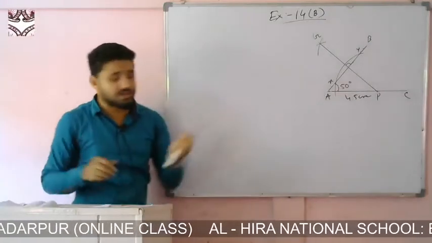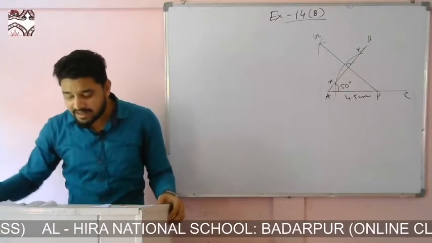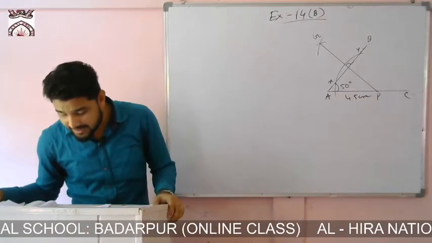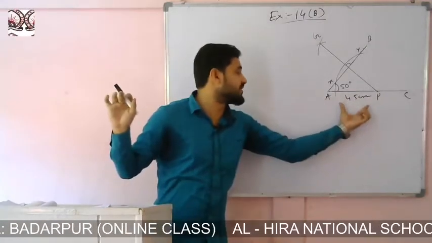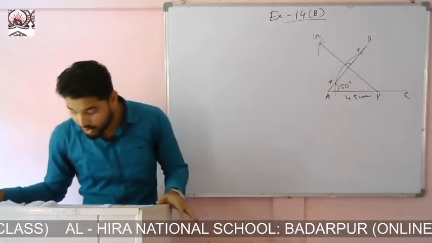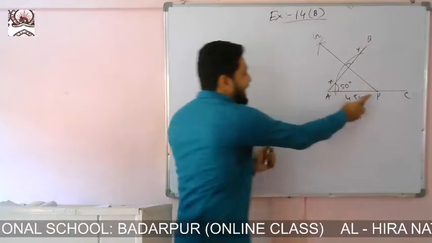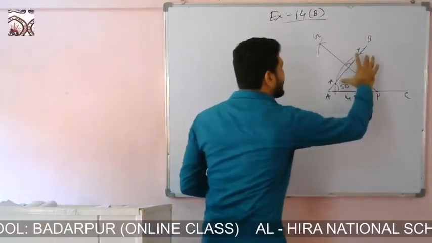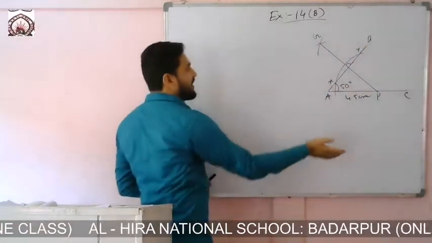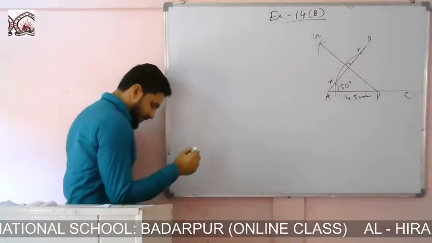Now you write the steps of construction, how we have constructed. In the question it is given, in AC take a point P, such that AP equals 4.5. That means this distance is 4.5. From P draw a line segment perpendicular to AB, not AC. So this line is perpendicular to AB. We have measured with the protractor also.